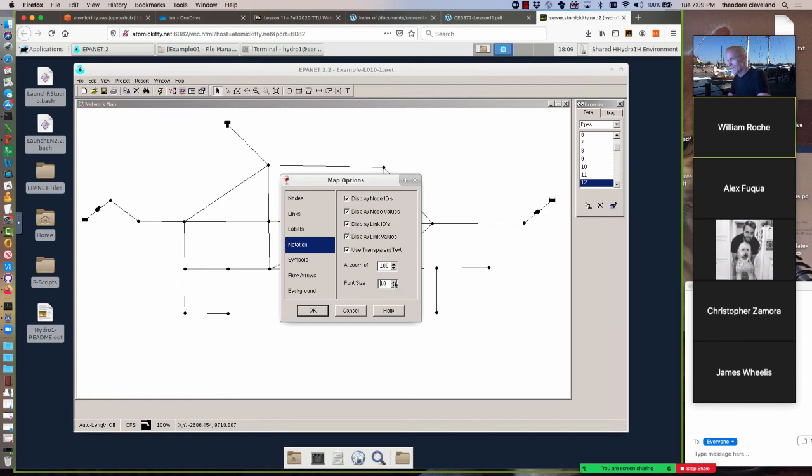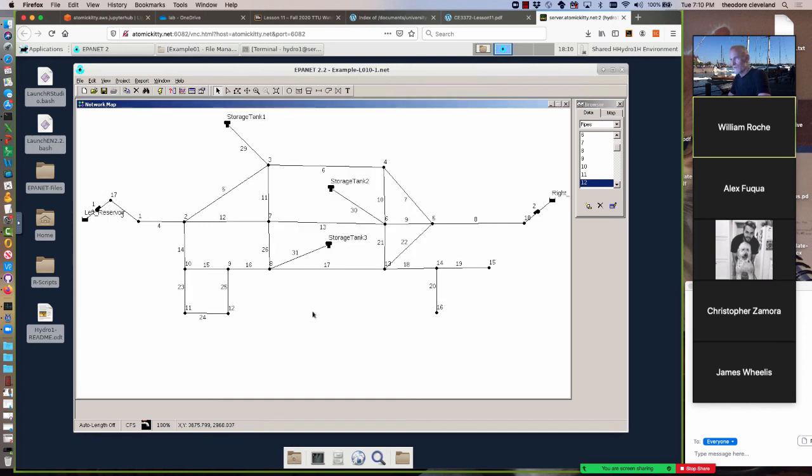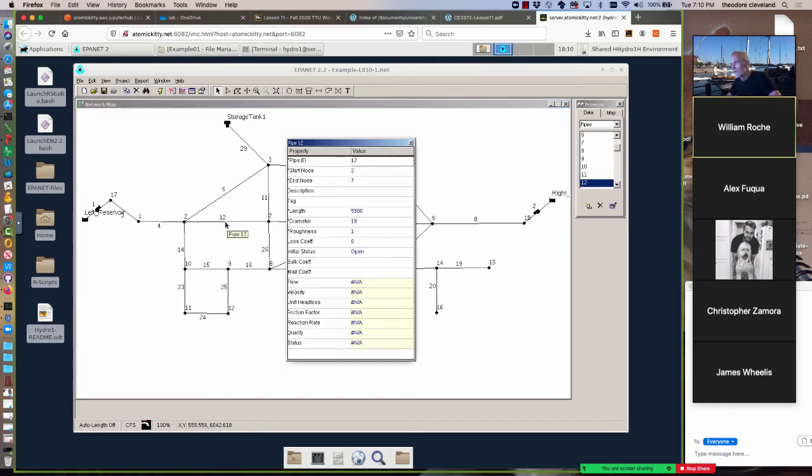Hopefully that's not too big. So the various elements are now identified. The numbers that are adjacent to a node are the node ID, and the numbers that are adjacent to a link are the pipe ID. So for example, pipe number 12 is 5,500 feet long, 18-inch diameter, has a roughness of 1.